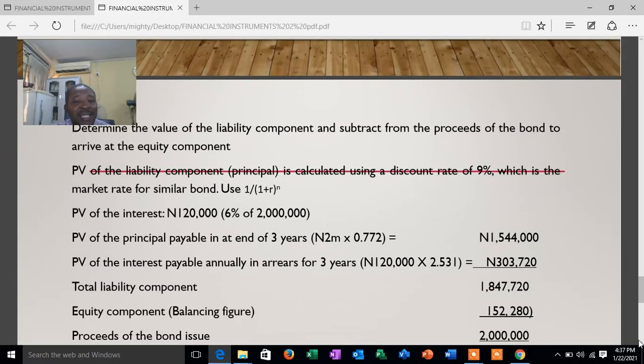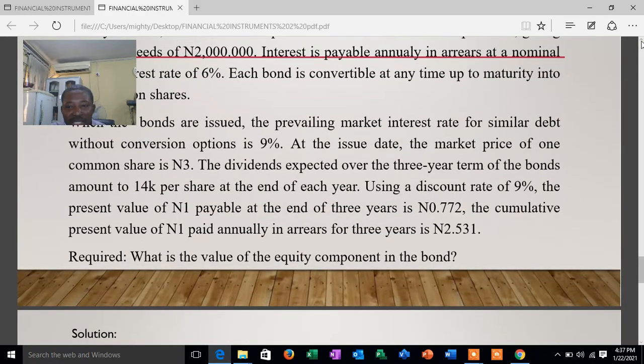So now let's determine the present value of the principal payable at the end of 3 years. The principal is 2 million multiplied by 0.772. How did we get 0.772? They said using a discount rate of 9%, the present value of 1 naira payable at the end of 3 years is what?